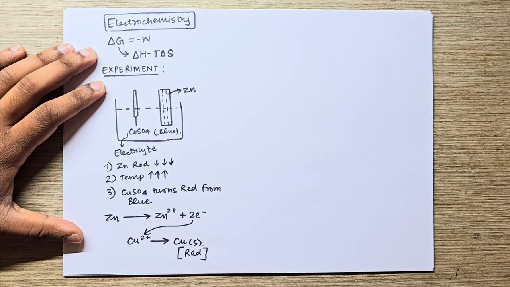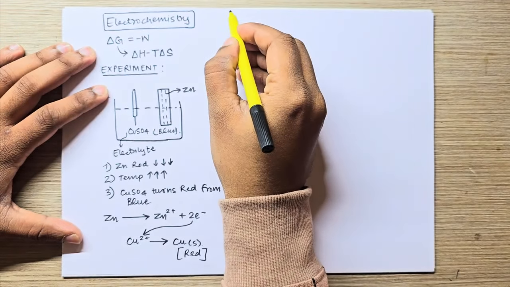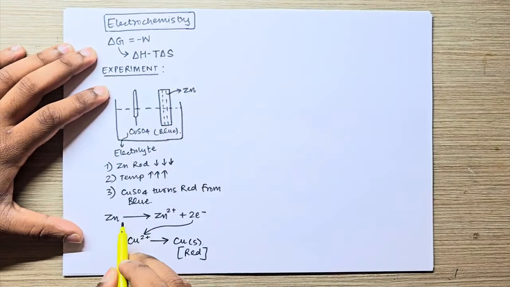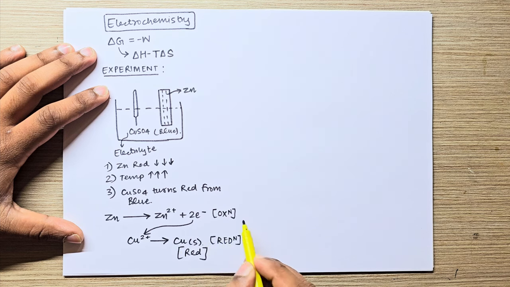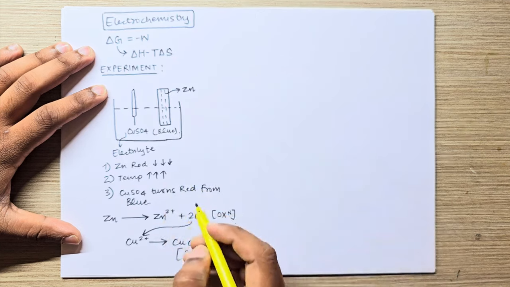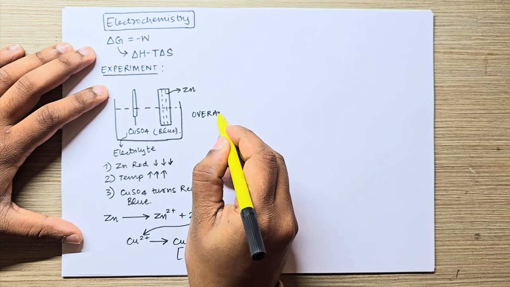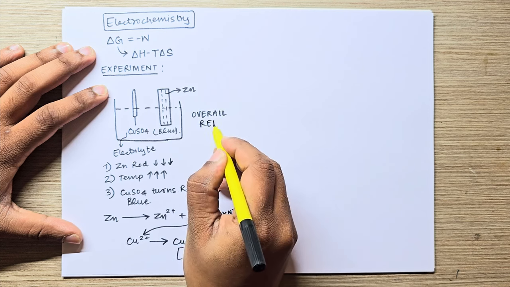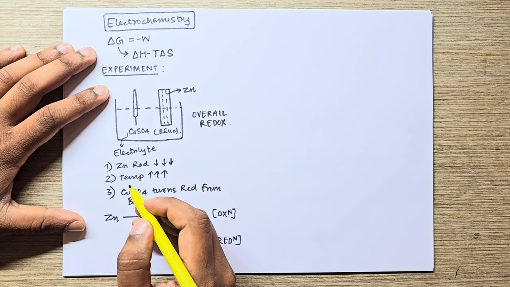Now before jumping into the electrochemical cell, we should understand that zinc is losing electrons, so oxidation is done, and copper is accepting electrons, so reduction is done. So overall it is a redox reaction.